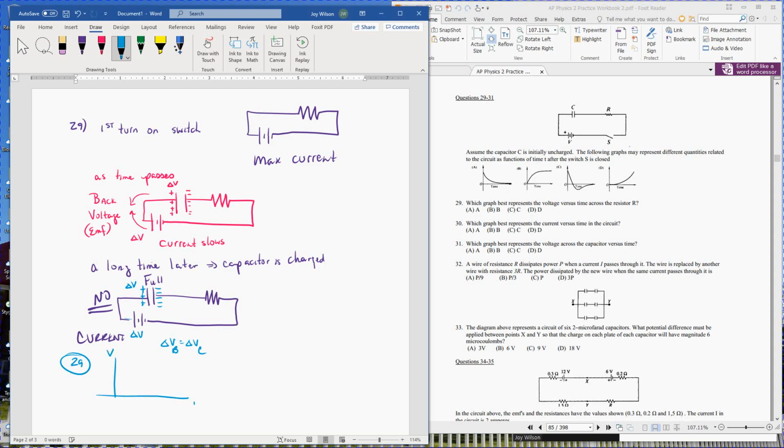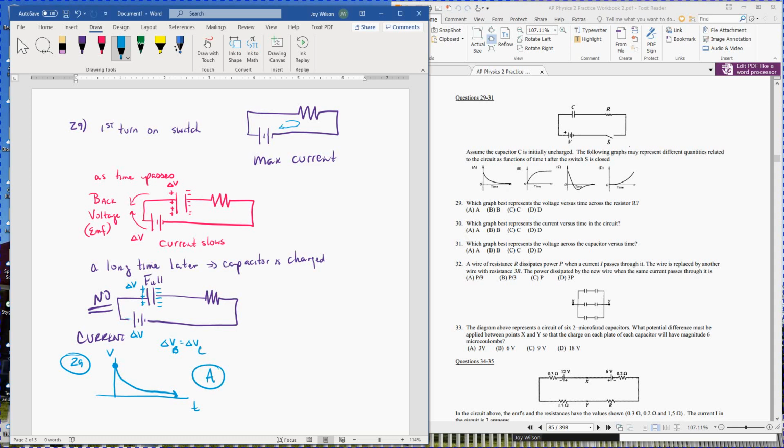So if this is voltage and this is time, you start up here with dropping all the voltage. It acts like just this one circuit. All the energy has to be dropped there. And as the capacitor starts to fill up, the voltage gets less and less and less for the resistor until at some point nothing flows. It stops flowing altogether. So the graph that looks like that is A.